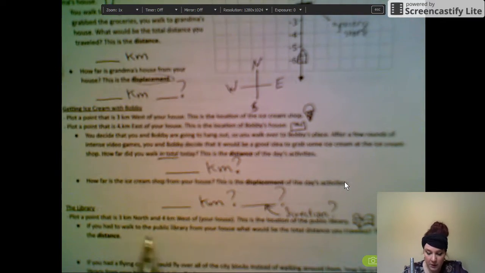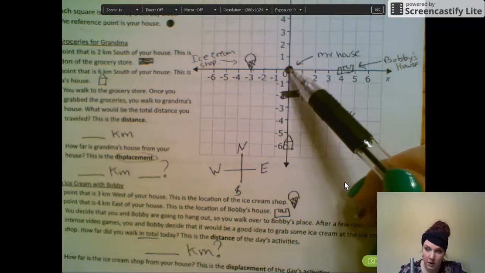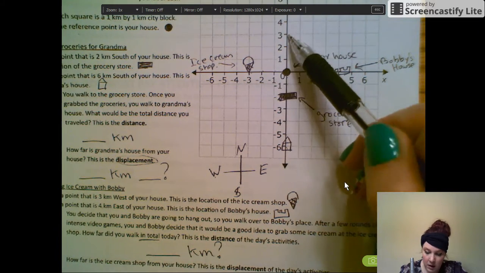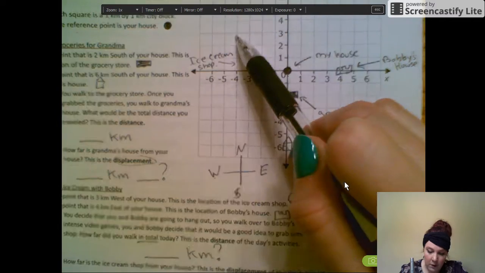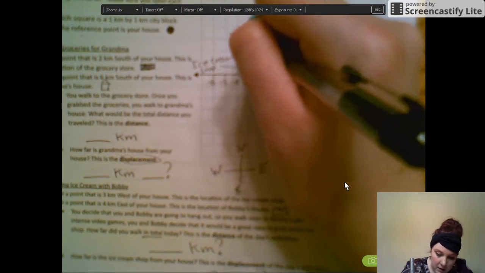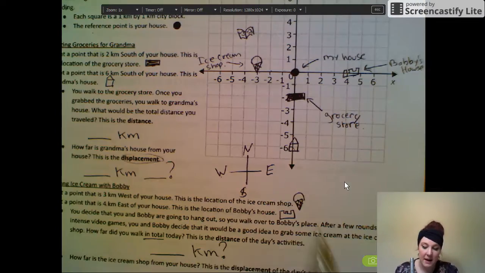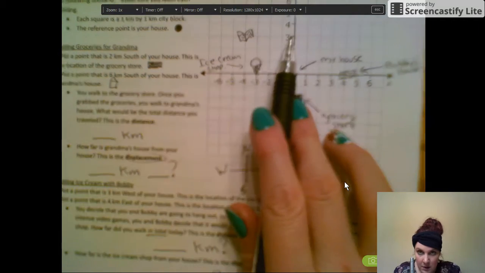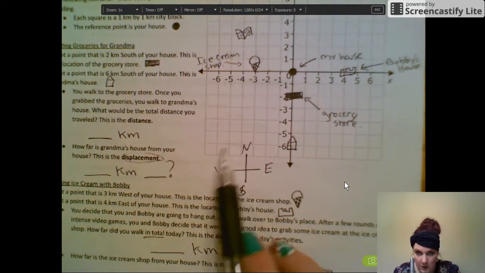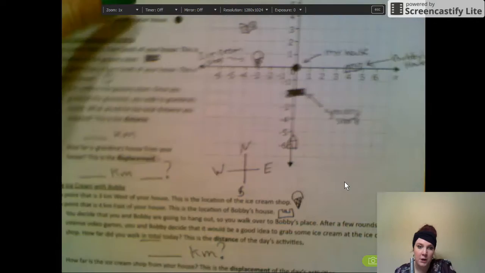So 3 kilometers north and 4 kilometers west. We're going to start here. 1, 2, 3, 4. Okay, so that's where my library is going to be. Great. So I've just plotted that. 3 kilometers north, 4 kilometers west. Remember, we're using our compass rose to help us out here.